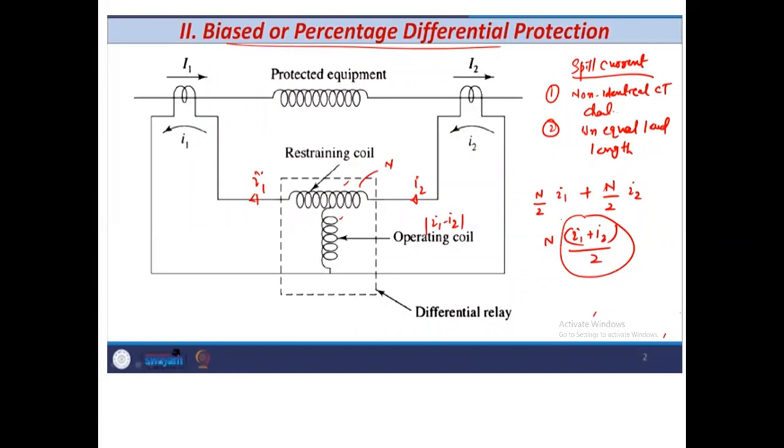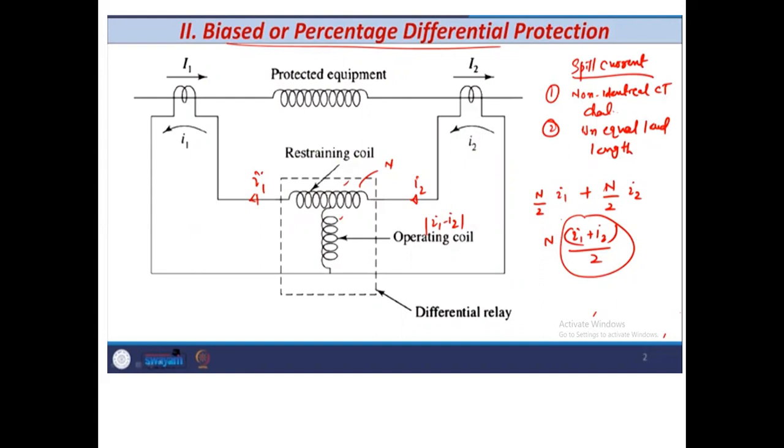And the second reason is the unequal lead length. So we have discussed these two points in the earlier classes. The one is the spill current, which is due to the non-identical CT saturation characteristics, and the second one is the unequal lead length. Because of these two problems, a differential current flows through the relay, and the relay maloperates if we go for the circulating current differential scheme.